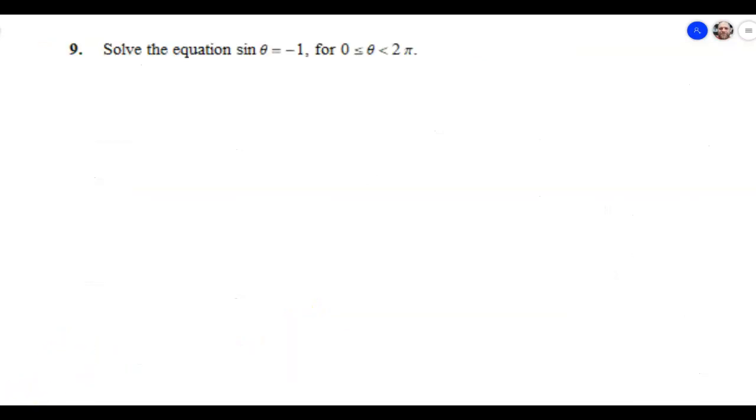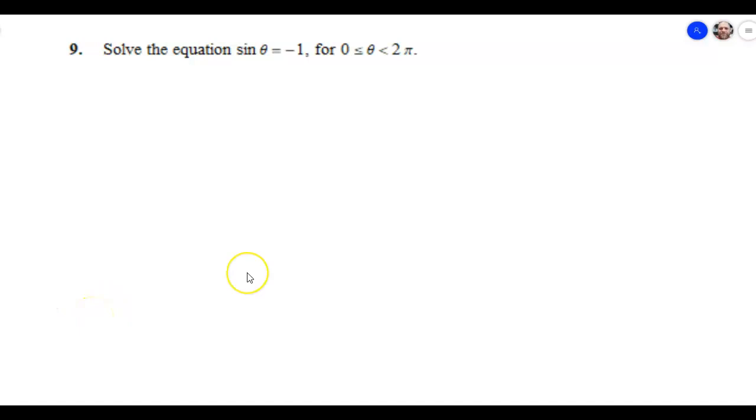All right, for the next problem, I want to look at number 9. This is also on page 48. It's to solve the equation where sine of theta is equal to negative 1. They want all the solutions between 0 and 2 pi, including 0 but not including 2 pi. So go ahead and pause the video, give it a try, and then we'll go over a detailed solution of it.